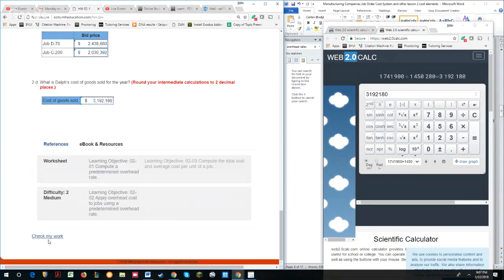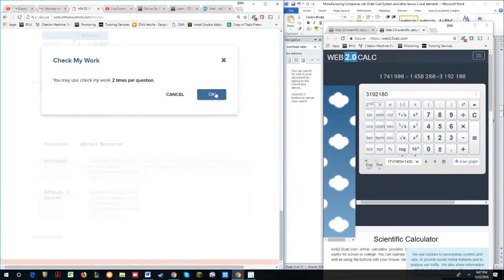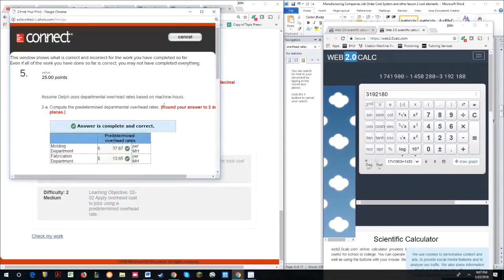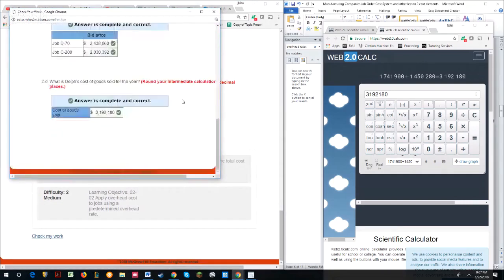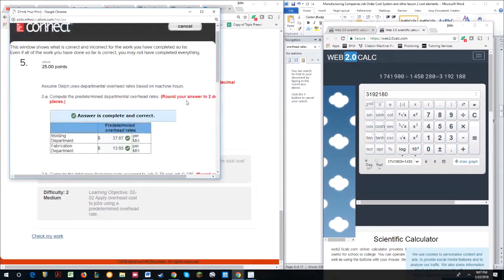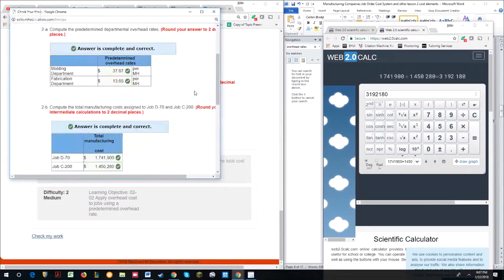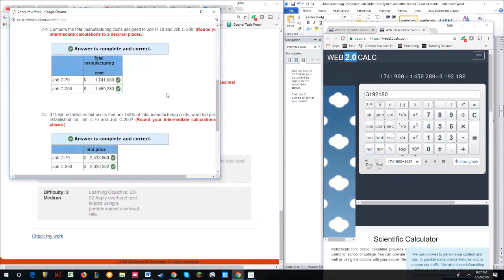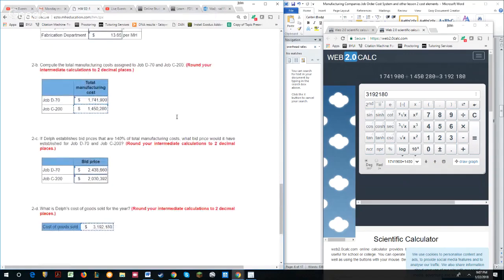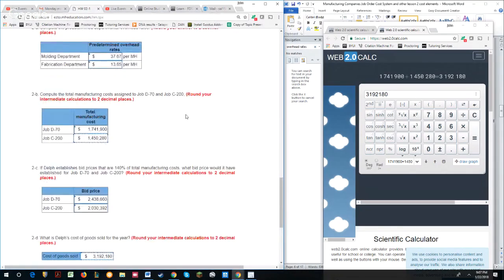All right, I'm going to check my work here. I'm still hammering away on this one. Yeah, that's right, I did something right. Yeah, I'm lost on that total manufacturing cost. I'm almost through that part of the equation, then I'll ask you if I'm doing it right there. Let me just finish typing this in.